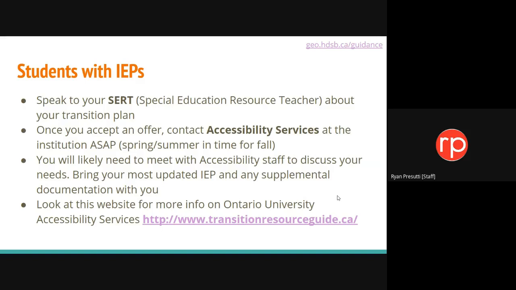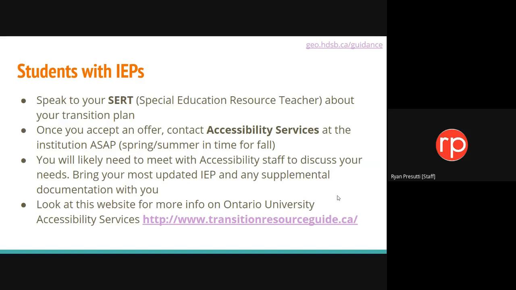Typically, they want you to do this in the spring and summer so that they can get everything in line and your accommodations in line for the fall. You will likely need to meet with accessibility staff. Typically, that's in person. You know, that might change because of the life we're living these days. But you should bring your most updated IEP and any supplemental documentation, assessments, etc., that you can bring to support what your individualized plan should be.